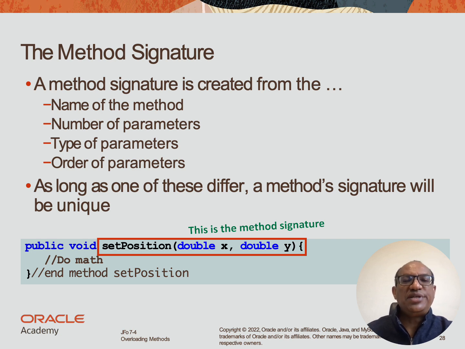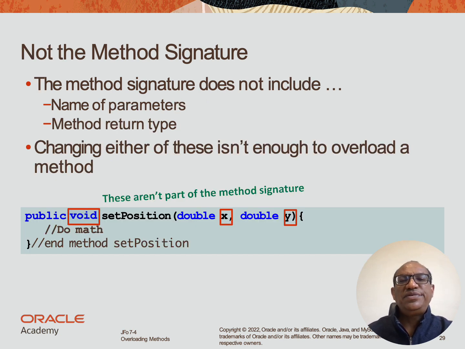Let's zoom in on method signatures. A method signature includes a method name, number of parameters, type of parameters, order of parameters. As long as one of these changes, you can overload it. But the signature does not include the parameter names and the return type. Changing either of those doesn't count as overloading.